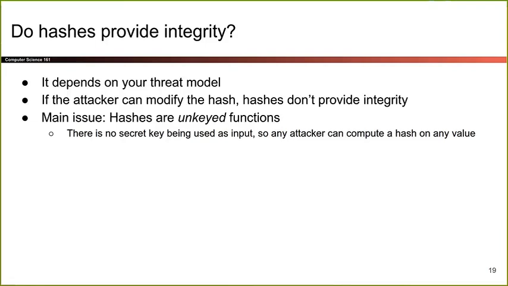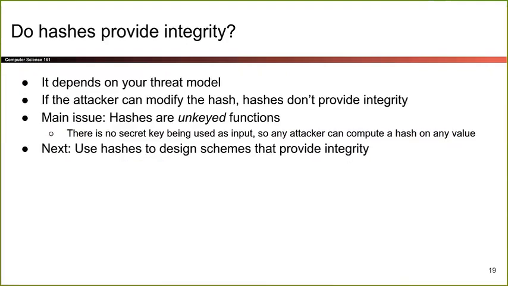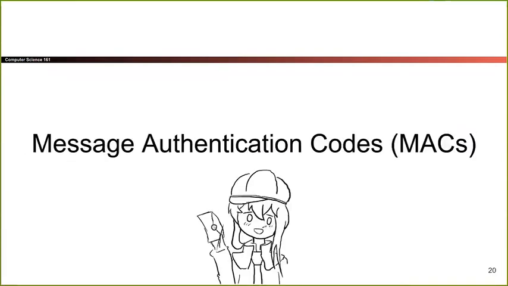There's no limit to what an attacker can or can't compute. There's no key. If I want to hash a message, I can do so. If you want to hash a message, you can also do so because there's no key. So that's the problem with hashes. They kind of provide integrity if you can guarantee that the hash is secure, but if you can't, and in our Alice and Bob model, they don't provide integrity. So our next goal for today is to use a hash to design a scheme that does provide integrity.